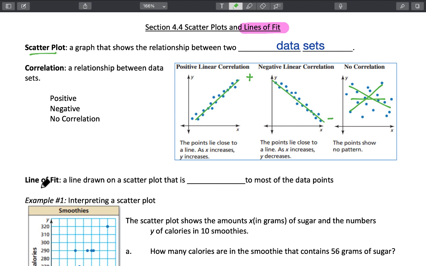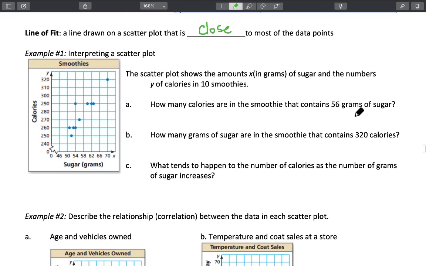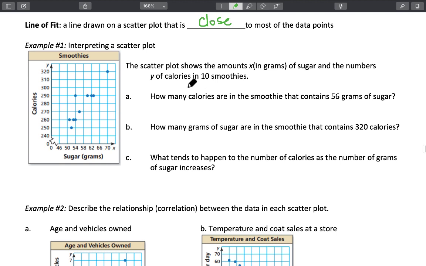All right, as we mentioned, the line of fit is a line on the scatter plot that is really close to most of those data points. We try to draw that one as close as we could to fit all those data points in our diagrams above. Well, let's jump into an example here and just see what it means to interpret a scatter plot.